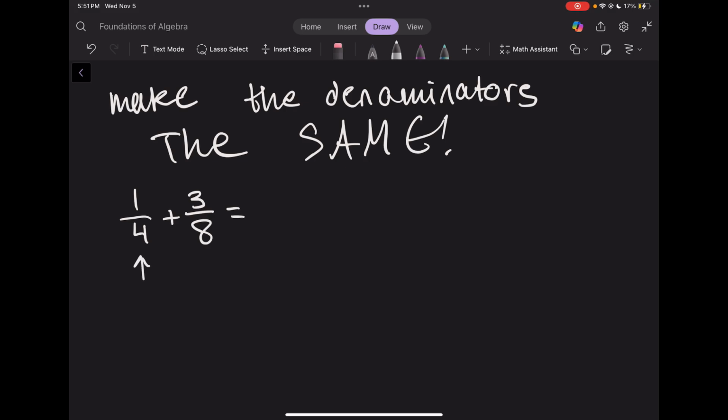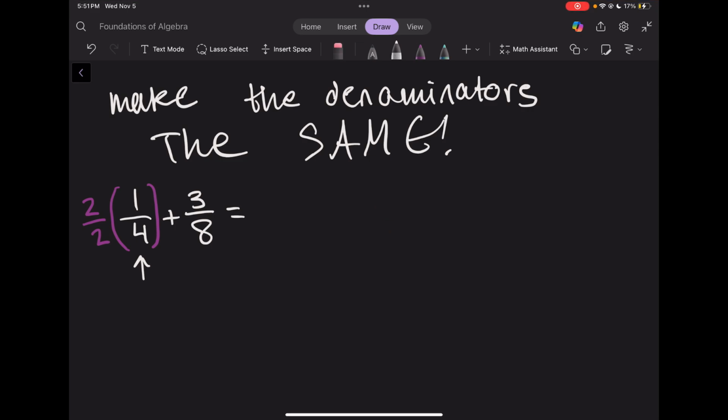Well, 4 is a factor of 8. So what I can do is multiply this fraction out so I can get a denominator of 8. I'm going to multiply it by 2/2, and the reason we're allowed to do this is 2/2 is the same thing as 1. So we're essentially just multiplying it by 1, and it doesn't change it at all.